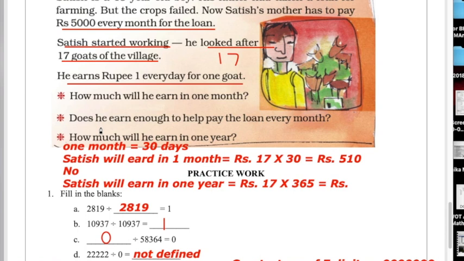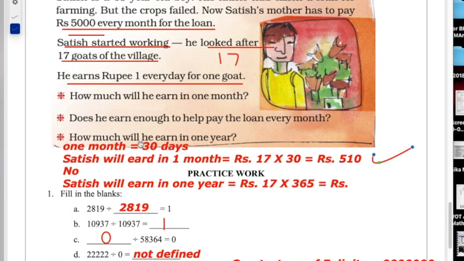Now the second question is, does he earn enough to help pay the loan every month? The loan amount is 5,000 and he is earning only rupees 510. So you will say no, he does not earn enough money to help pay the loan every month.